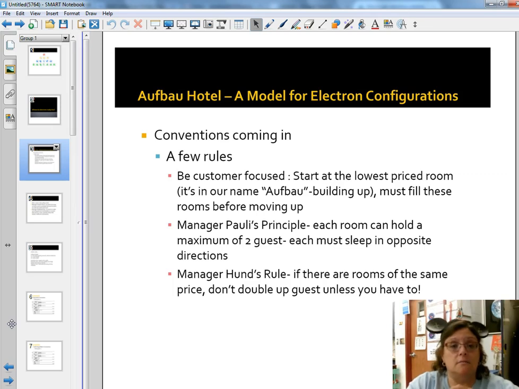Manager Hund, he apparently has something against the cleaning staff, because he says we don't double up our rooms unless we have to. So if you have 3 open rooms, you're going to put 1 patron in each room, and then when the 4th one comes along, you go back and start doubling up. Again, if there's rooms available, we don't go up to the next level until all those rooms are filled, but we're not going to double them up until we have to.